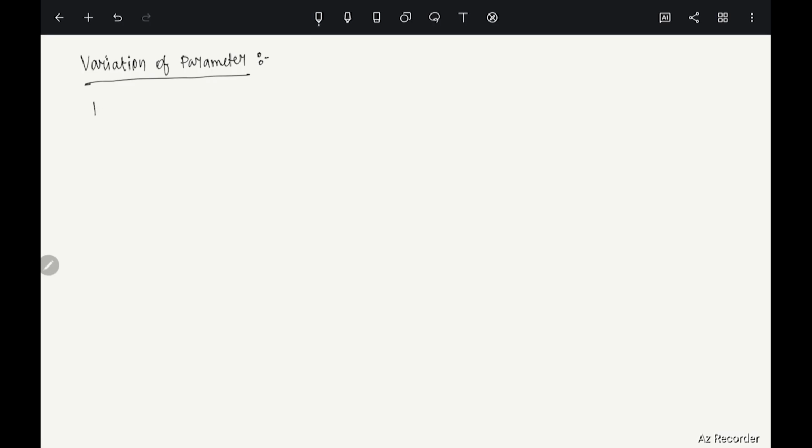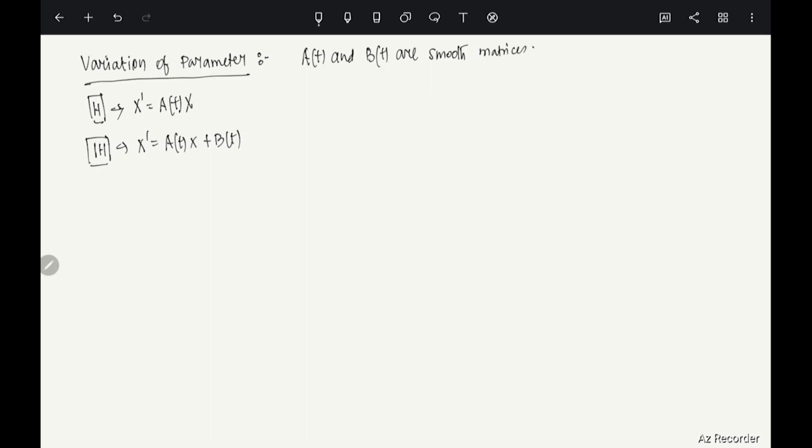First of all, let's start with a homogeneous system. What is the homogeneous system? X prime equals A times x. That's the homogeneous system given. And there is another, inhomogeneous system: x prime equals A times x plus b of t. Please remember here A(t) and b(t) are assumed to be smooth matrix valued functions, that is, matrices with all entries smooth. Smooth means C infinity. You can assume it, don't worry about it.